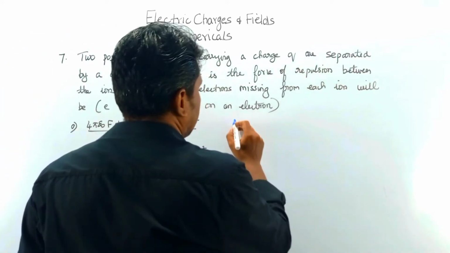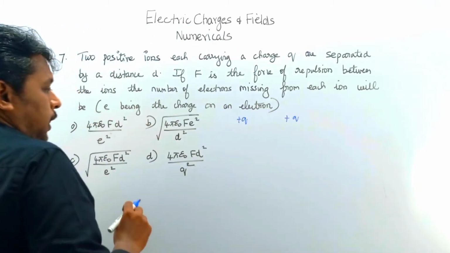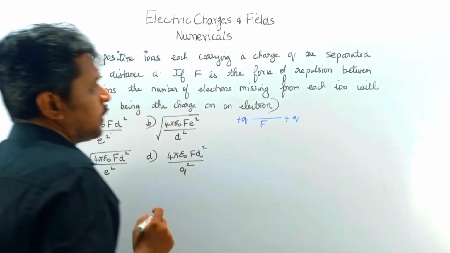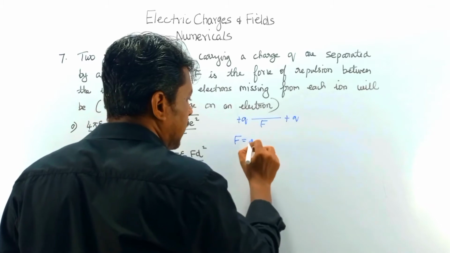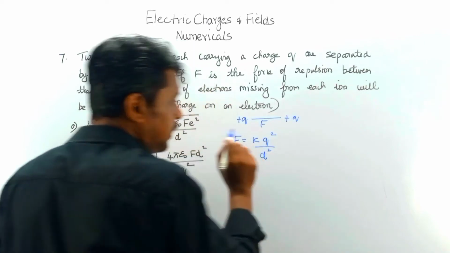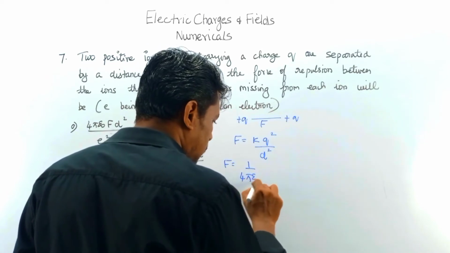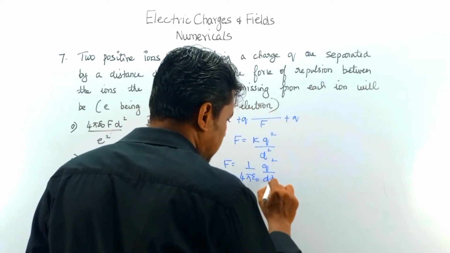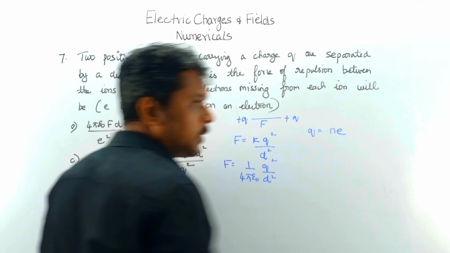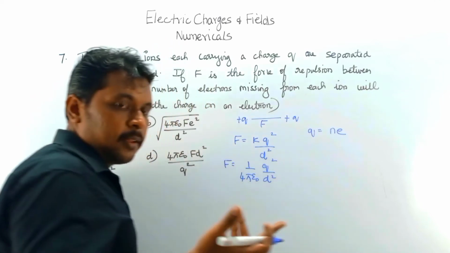From Coulomb's law, we have two positive charges, let us take it as Q, and they have a force F. Here F is given by k q square by d square. If you substitute the value of k, it is 1 by 4 pi epsilon naught, q square by d square. And you know that the total charge q will be equal to n into a single charge, ne. So just replace the value of q with ne, simple.